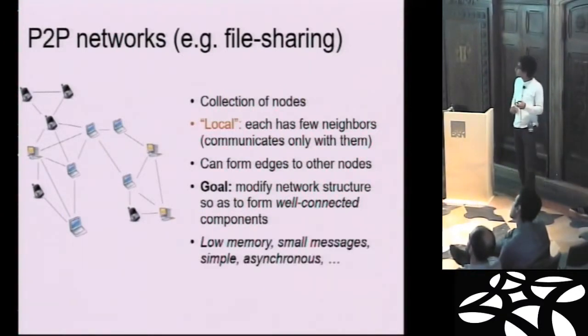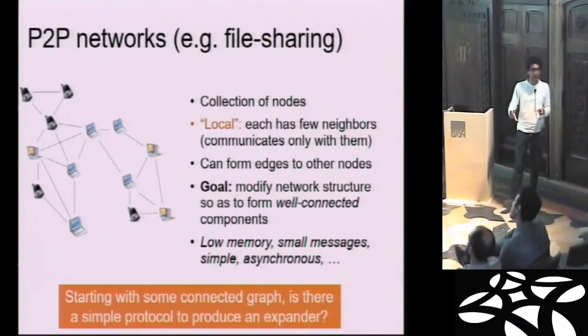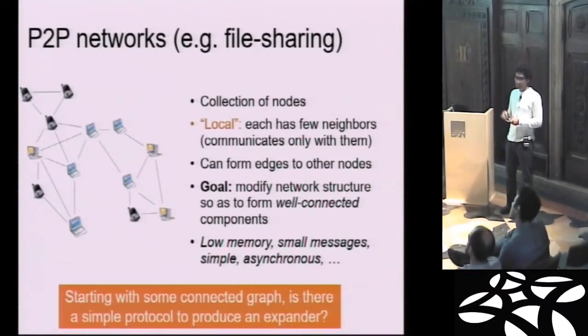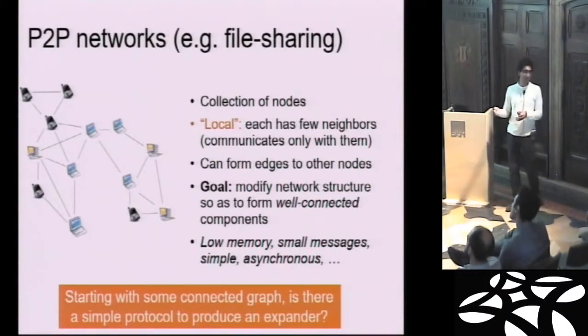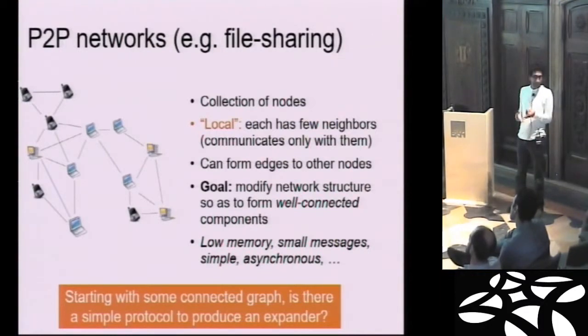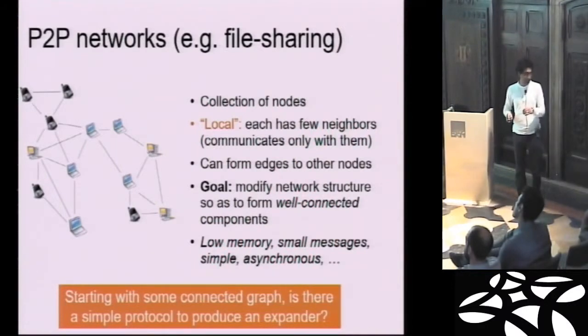One question you can ask here is, starting with some connected graph, is there some simple protocol you can run so that you end up with an expander? In the file sharing example, for instance, this allows really good connectivity afterwards. And we would like some nice things about this protocol. For instance, every node should use a small amount of memory, and all the message sizes should be small, and so on. And it's good also if it's asynchronous.